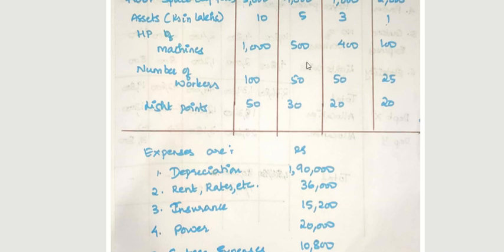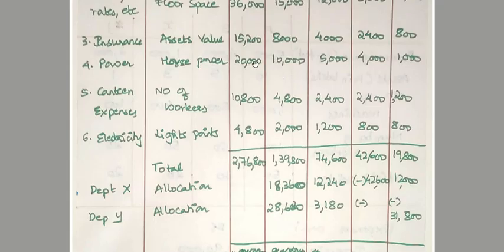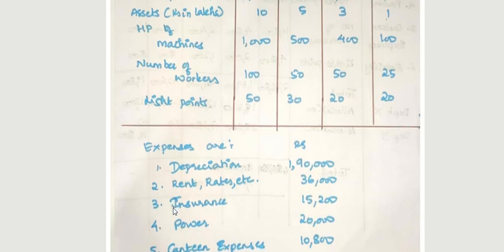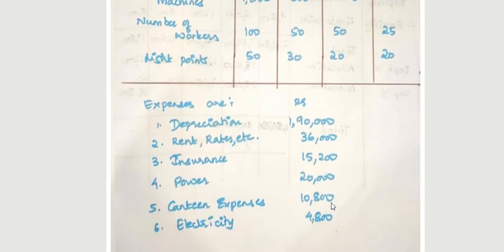You get it as 10:5:4:1. So based on that ratio, if you apportion, you get 10,000, 5,000, 4,000 and 1,000. Next expense that we have is canteen expenses. So canteen expenses, how much?